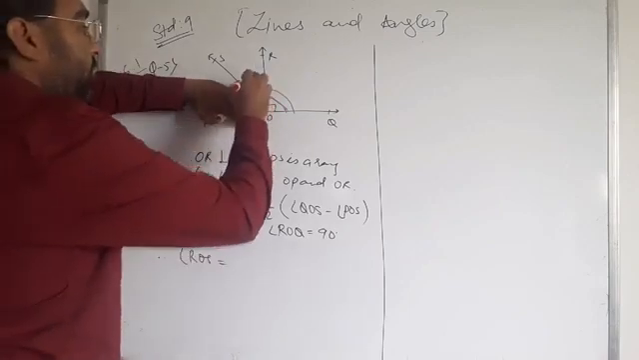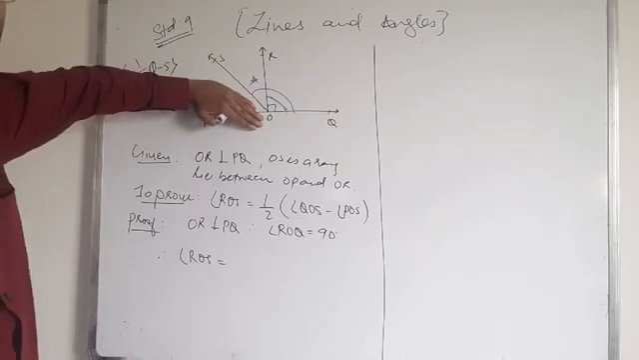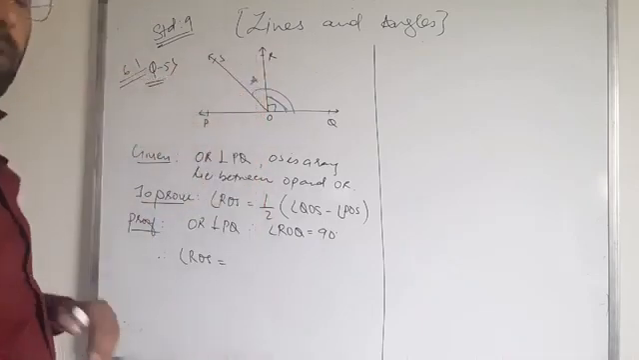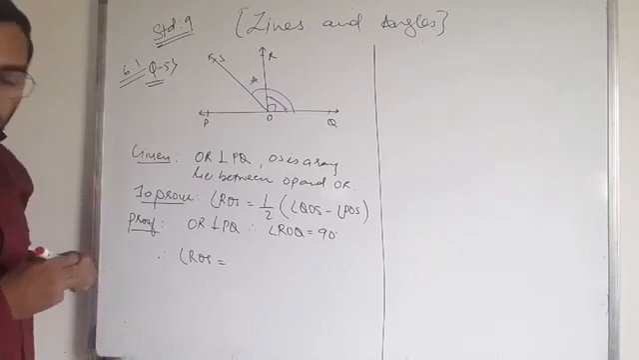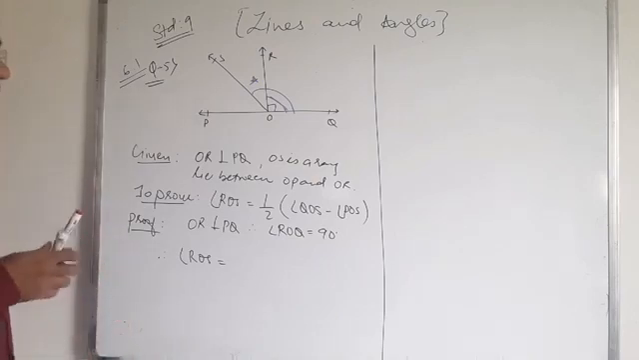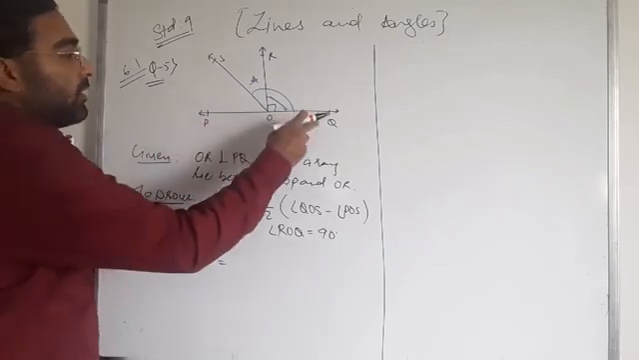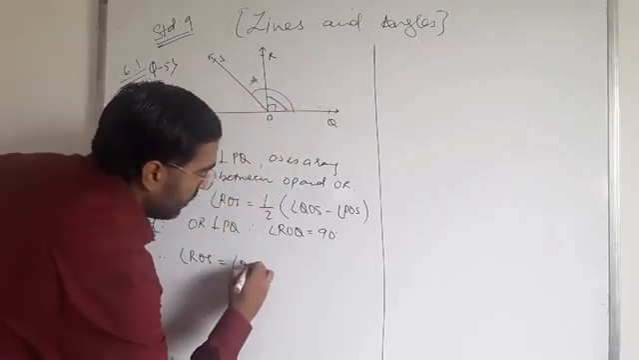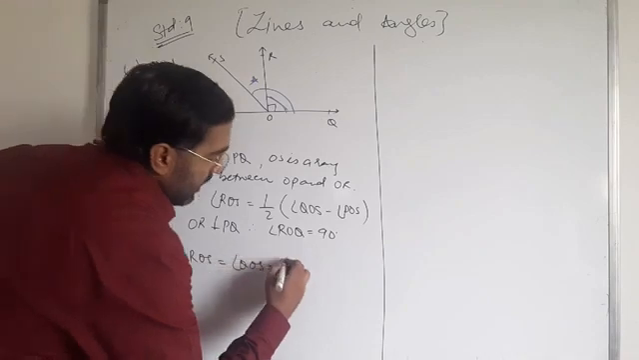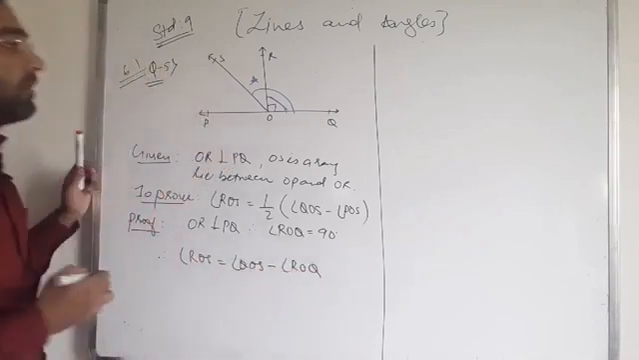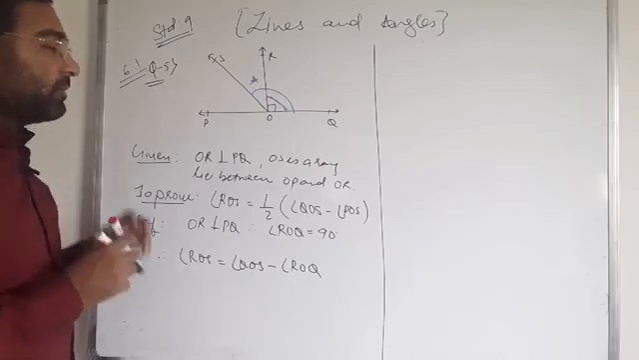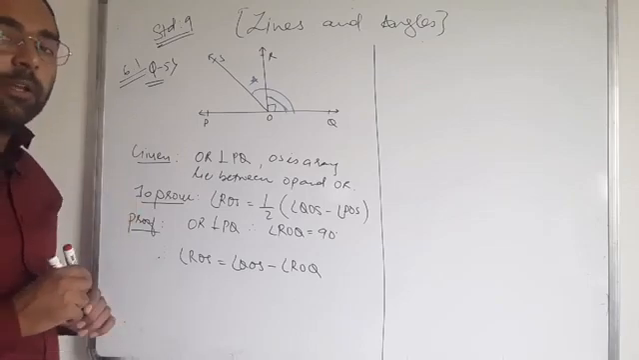So which one do we have to find? This part we have to find, ROS. Okay, so now we have to write how to find ROS. We get ROS by subtracting ROQ from QOS. So ROS equals QOS minus ROQ. Okay, is this first statement clear?